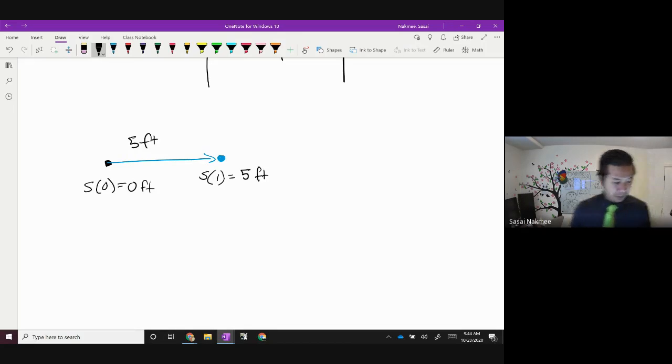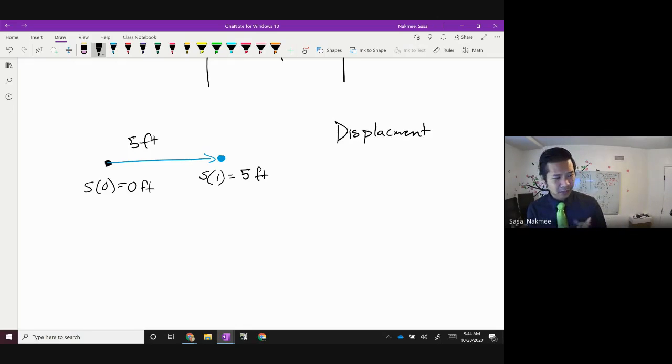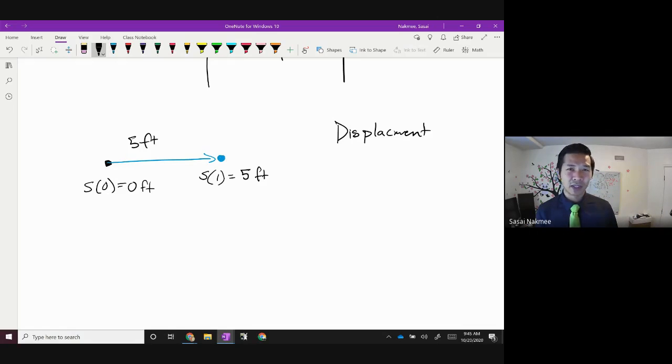Now, here's the thing. The position he's at after 1 second is 5 feet, the total distance he's traveled is 5 feet, and his displacement, that's the new word I wanted to talk to you guys about, is also 5 feet, right? Most of the time it's pretty straightforward, and we don't talk much more about it because it's always the same idea. But displacement is not always going to equal where your position is. Displacement is measuring how far away you are from when you started.